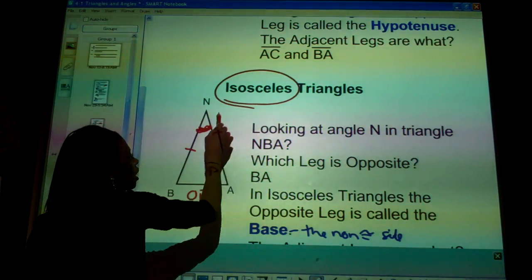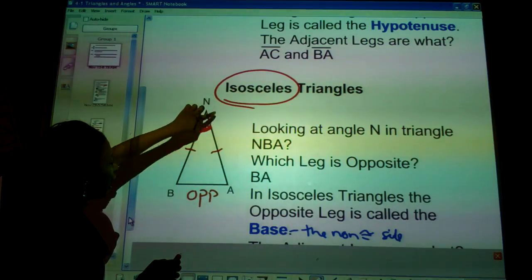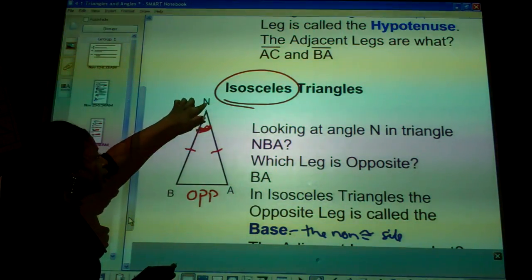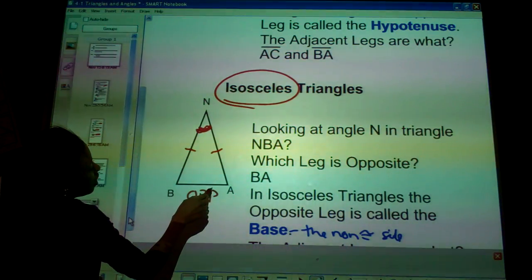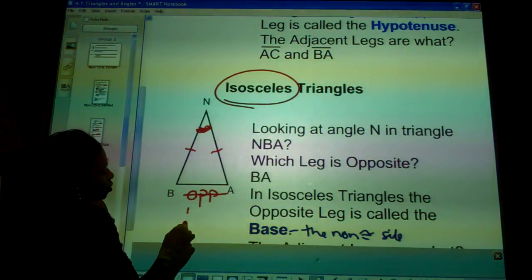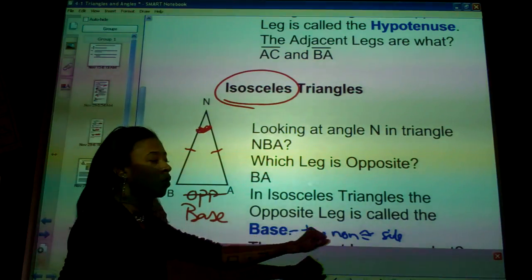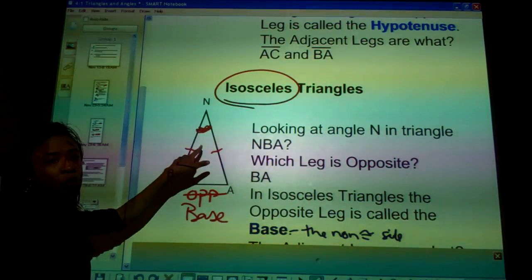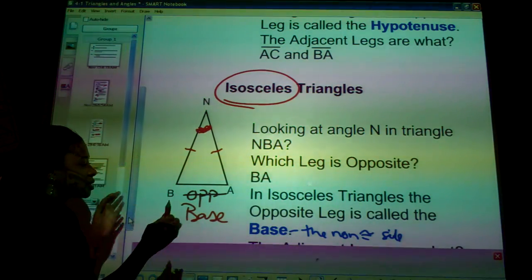Okay? But on an isosceles, I see that NB and NA are congruent. The leg that's not congruent is going to be this left out leg, the leg opposite angle N. We don't call it opposite, we call it the base. Okay? It's the non-congruent side. The base is the non-congruent side. It's not congruent to the other two legs. Therefore, it's called the base instead of a regular leg.